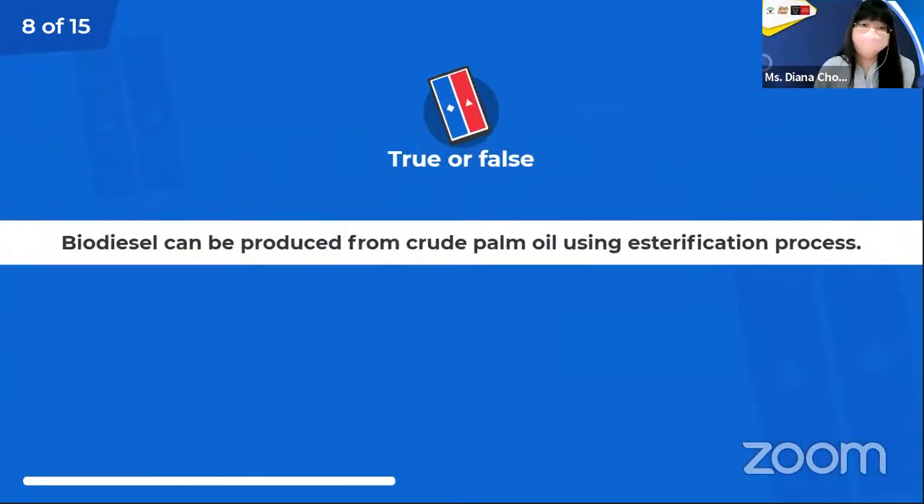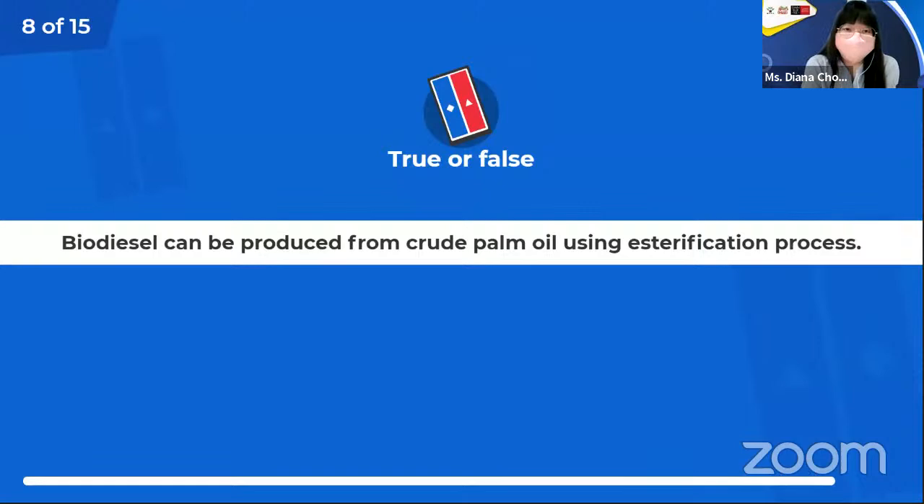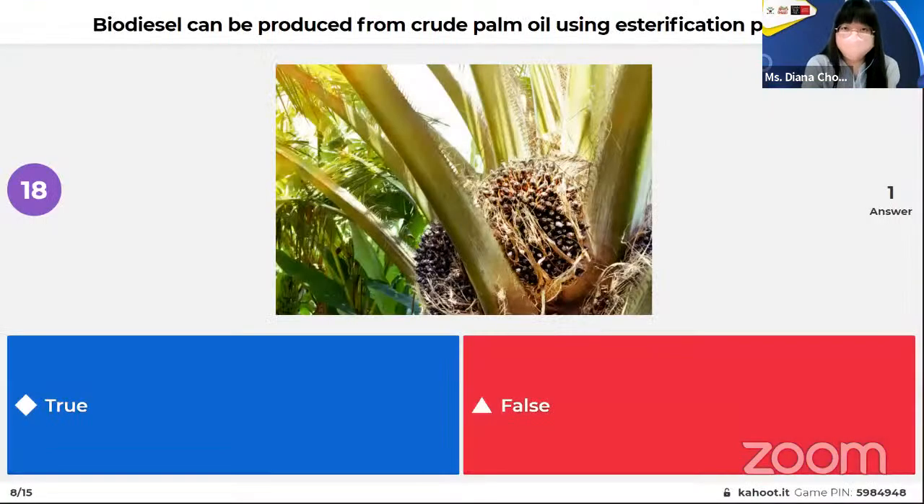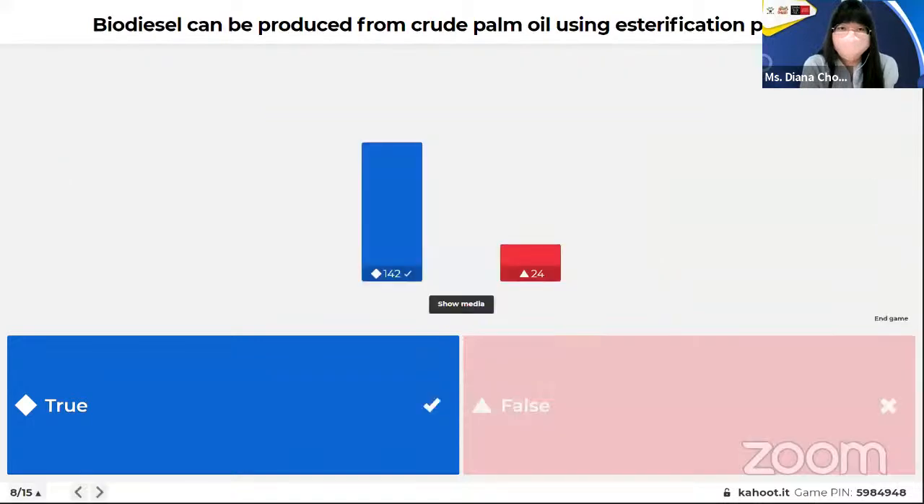Now it's a true or false question. Biodiesel can be produced from crude palm oil using the esterification process. Is this true or false? Got 10 seconds to log in your answers. So if you paid attention earlier, this one was mentioned. So the answer is true.